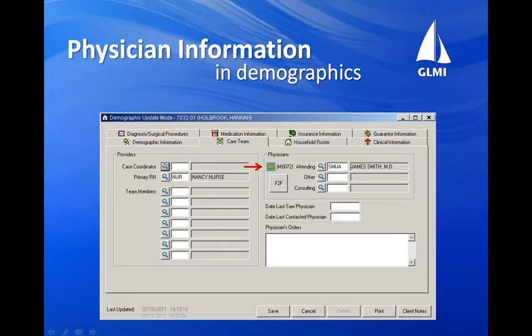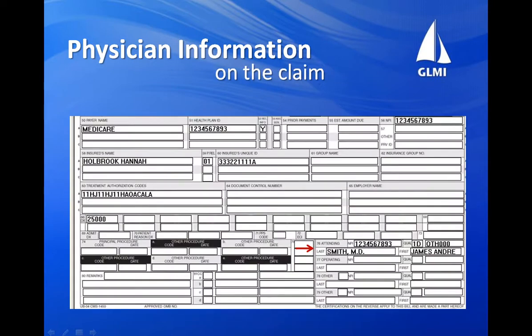Now we'll move from the demographic information tab to the care team. You can see on the top right in the physician section where you would enter your primary physician name. That physician name and NPI number must be on every claim in box 76 for billing purposes. You can see on the claim now in box 76 the physician's NPI and their first and last name.